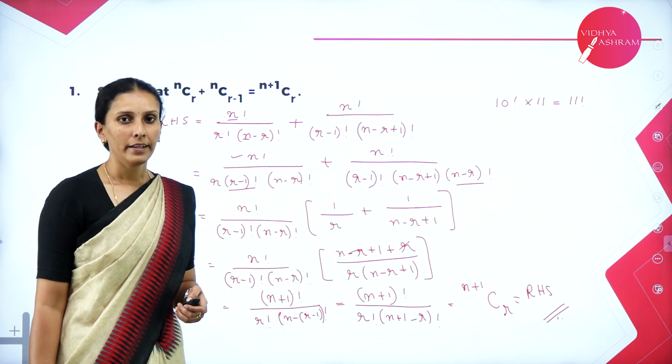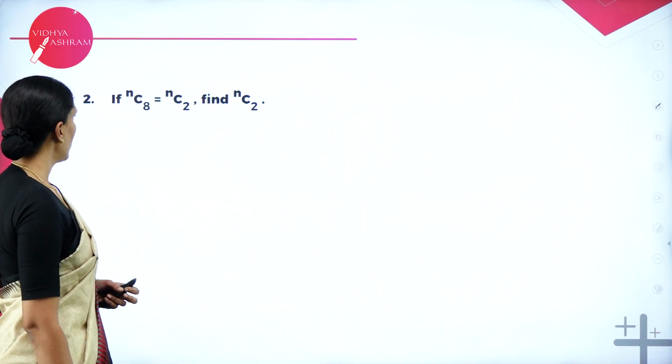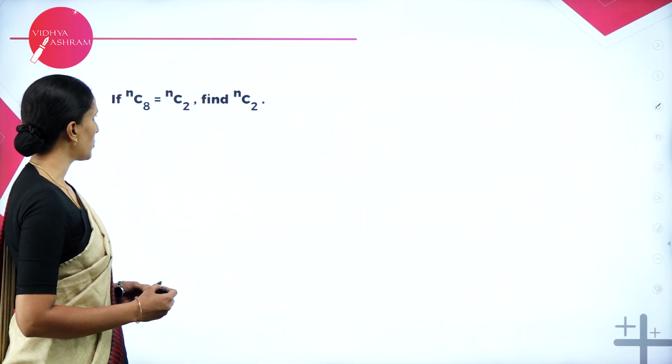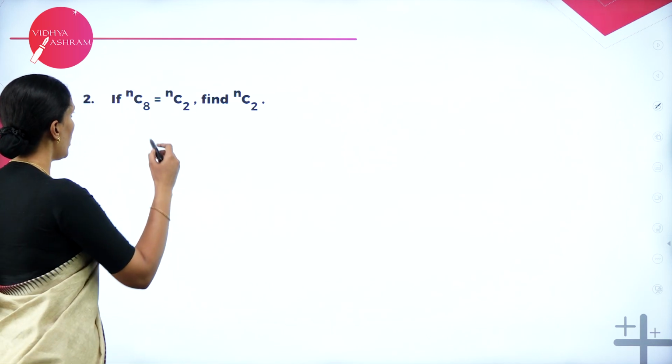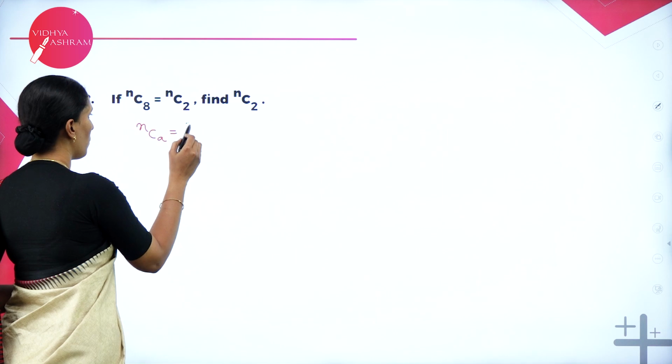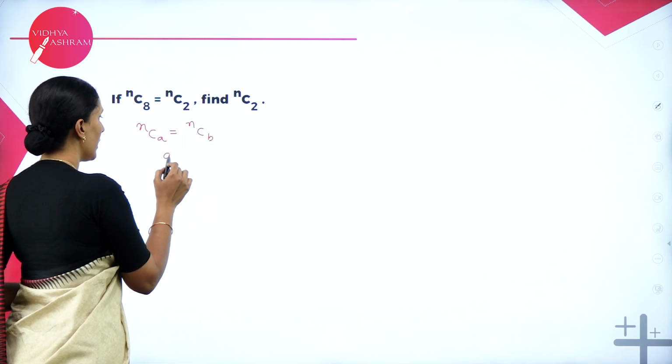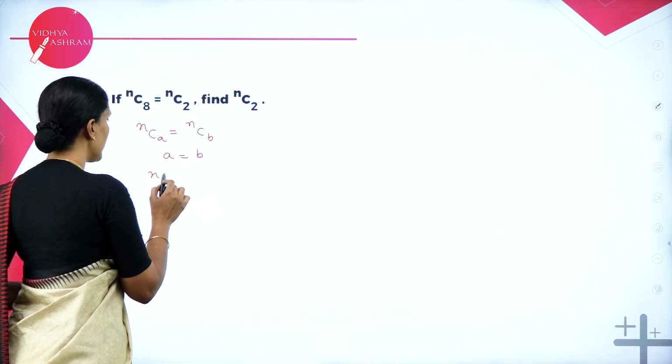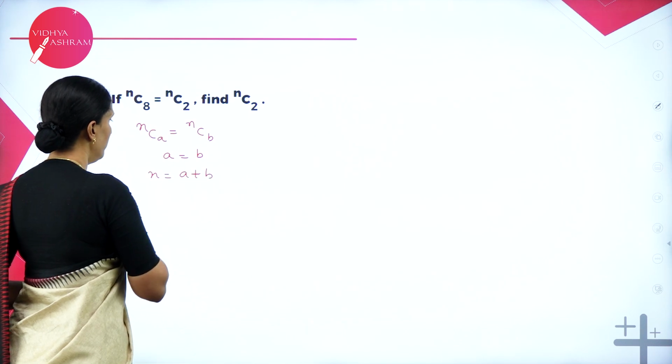Hence proved. Next question. If NC8 is equal to NC2, find NC2. Now here, we have a property that when NCA is equal to NCB, either A is equal to B or N is equal to A plus B.